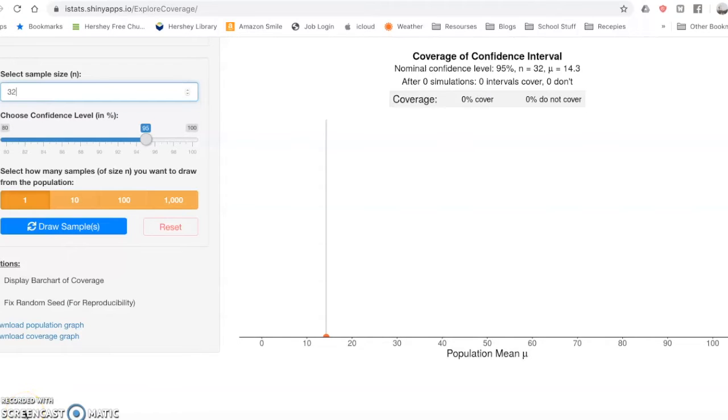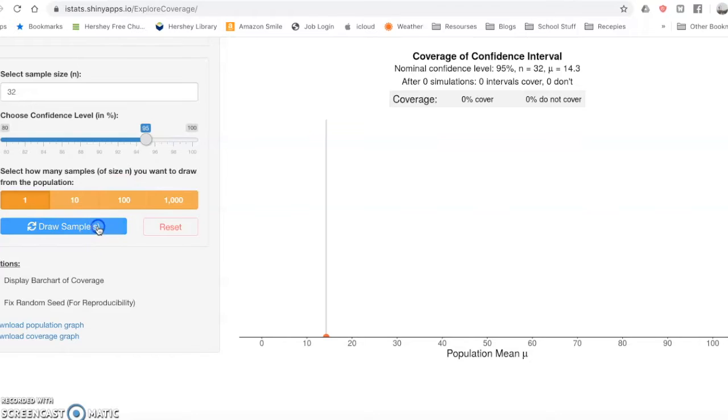So that definition is a little bit wordy, so I'm going to use this applet in order to help us picture what the degree of a confidence interval means. So in this app, I'm taking samples of size 32, and I have a confidence level of 95%. So that's my degree of the confidence interval.